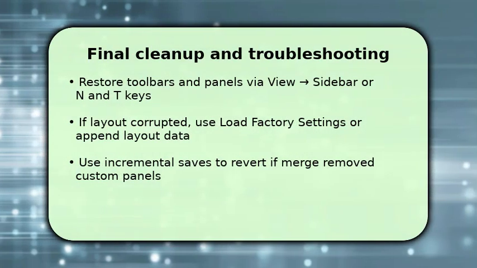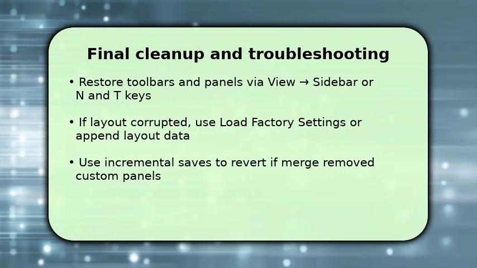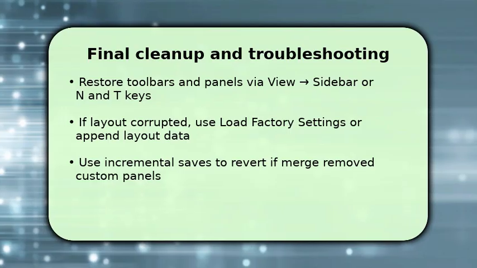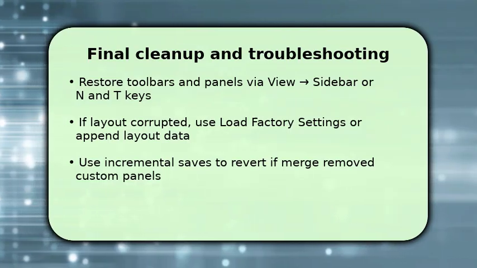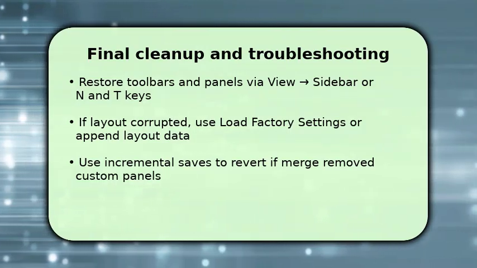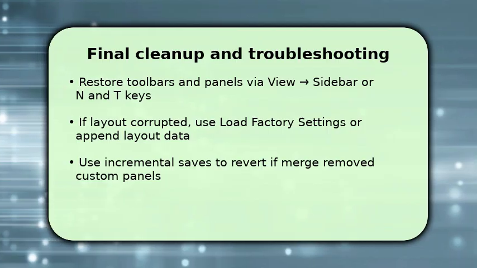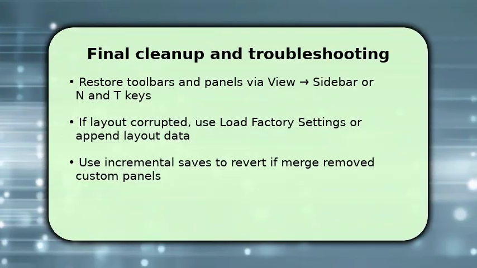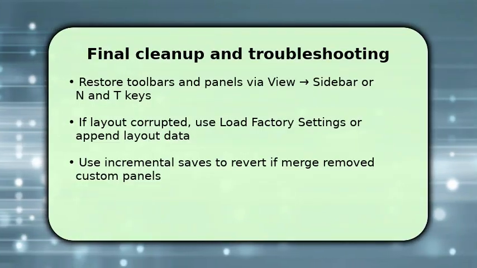After merging, tidy up by toggling the sidebar and tool shelf to recover any missing panels. Press N or T as needed. If the layout looks corrupted, save your current file, then try load factory settings and reapply your custom layout or append objects from the saved file. Make sure to use incremental saves so you can go back if something was lost.